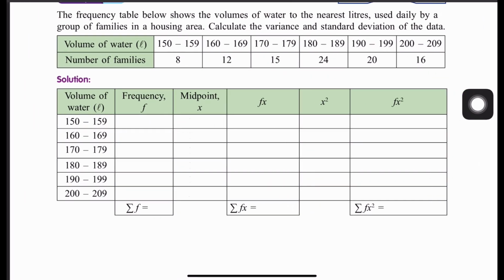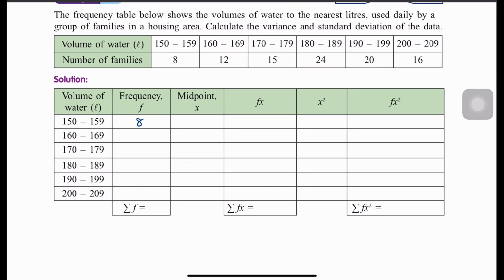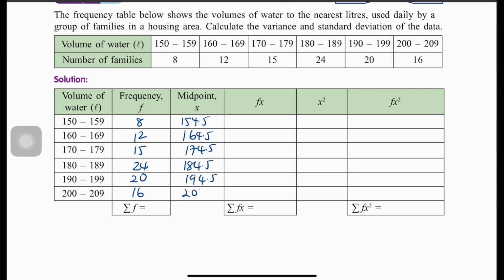So the frequency we already have: 8, 12, 15, 24, 20 and 16. For the midpoint, we know 150 plus 159 divided by 2, so we get 154.5, 164.5, 174.5, 184.5, 194.5, 204.5. Okay, fx is f times x.